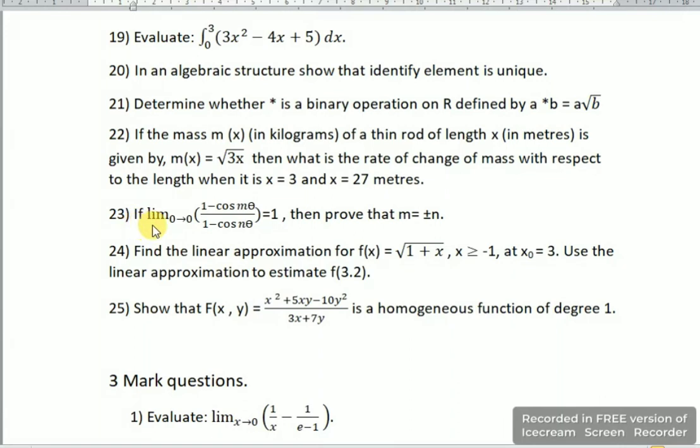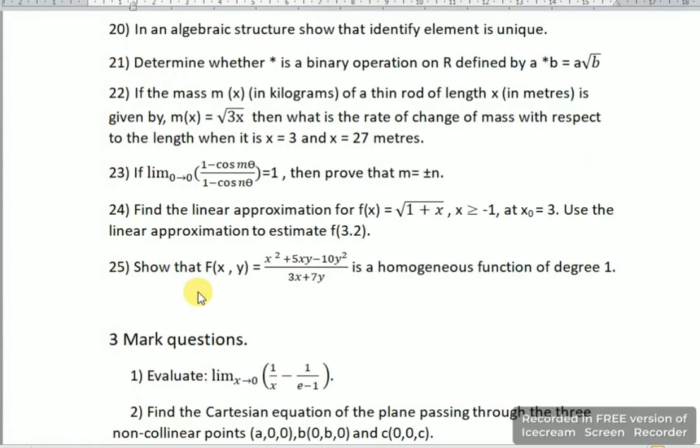Next one, if limit theta tends to 0 of (1 minus cos m theta) divided by (1 minus cos n theta) is equal to 1, then prove that m is equal to plus or minus n. Next one, find the linear approximation for f of x equal to root of 1 plus x, x greater than or equal to minus 1, at x0 equal to 3. Use the linear approximation to estimate f of 3.2.